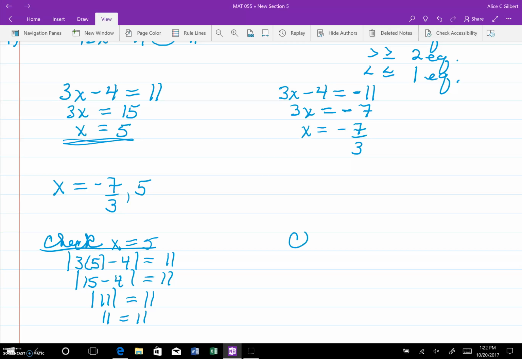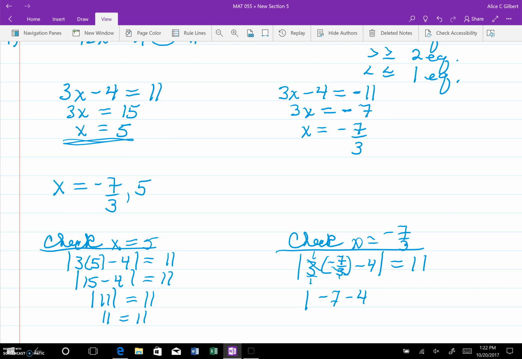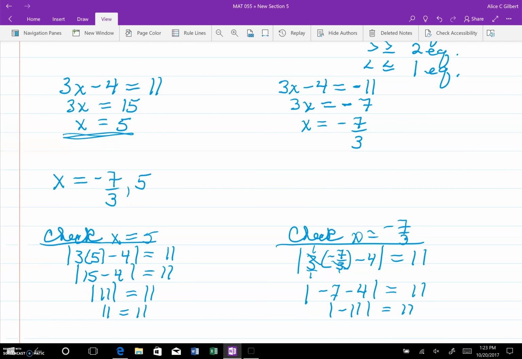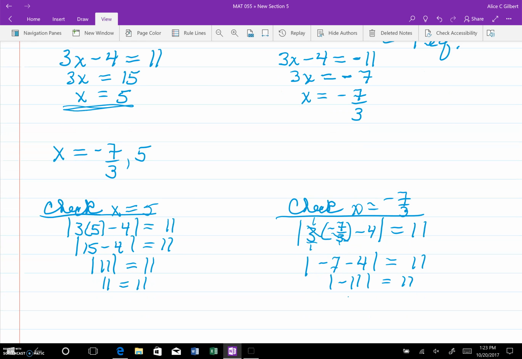So now, when I do this, this is like multiplying fractions, so I can cross cancel the 3's. Then I multiply up the numerators, so that's 1 times 7, negative 7, and 1 times 1, so this is just negative 7 minus 4 equals 11. The absolute value of negative 11 equals 11. And the absolute value of negative 11 is 11. And so that means that this answer is correct.